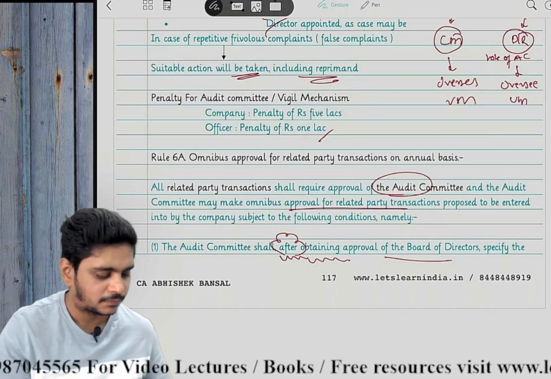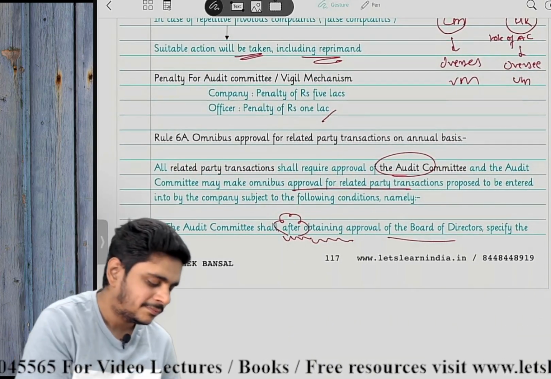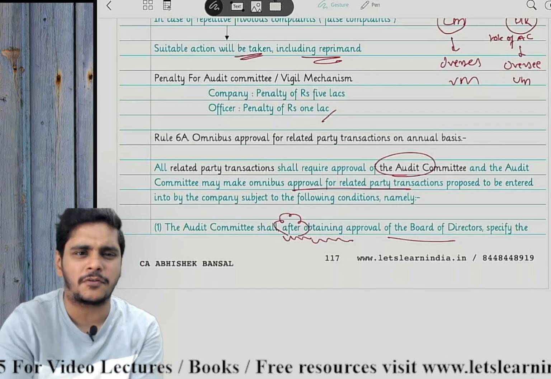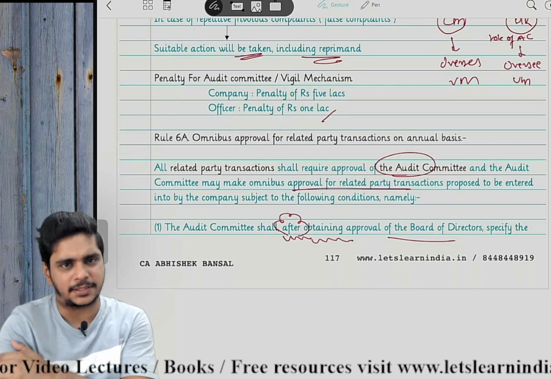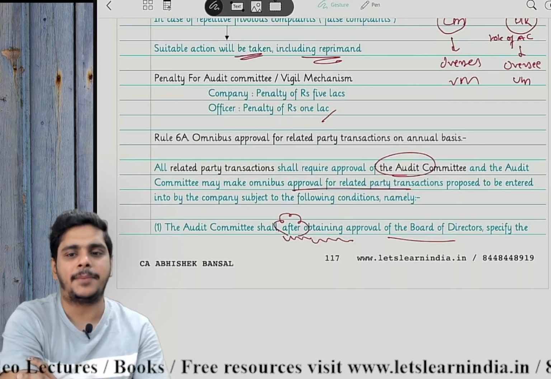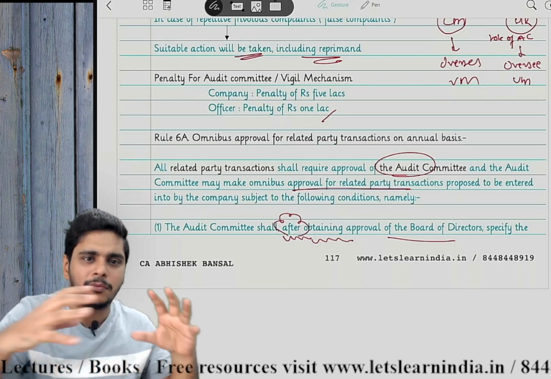Okay. Now, rule 6 is only a read answer, very rare in your exam. It's for more of a practical life. The next 2 sides are of the practical side, but still I'll teach you. Omnibus approval means it is basically a blanket approval.